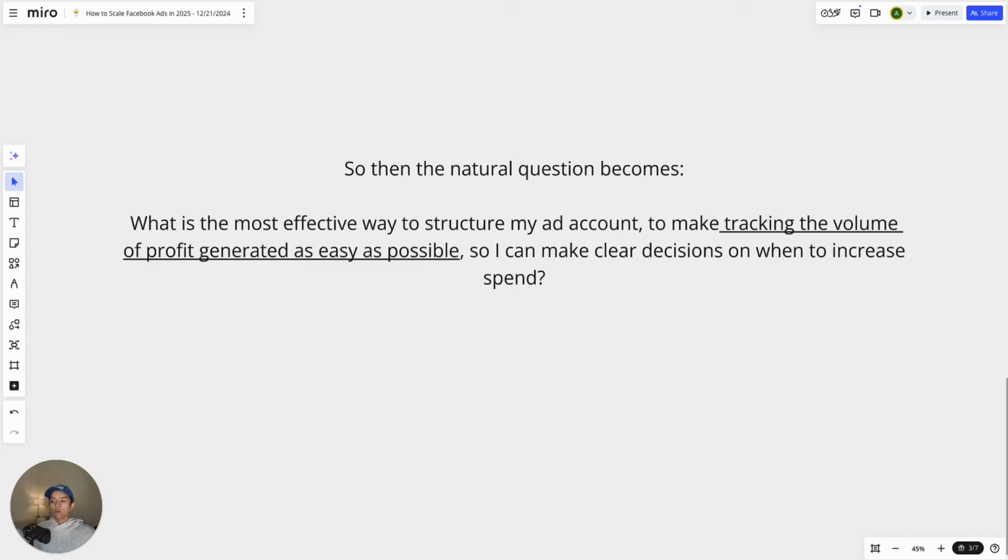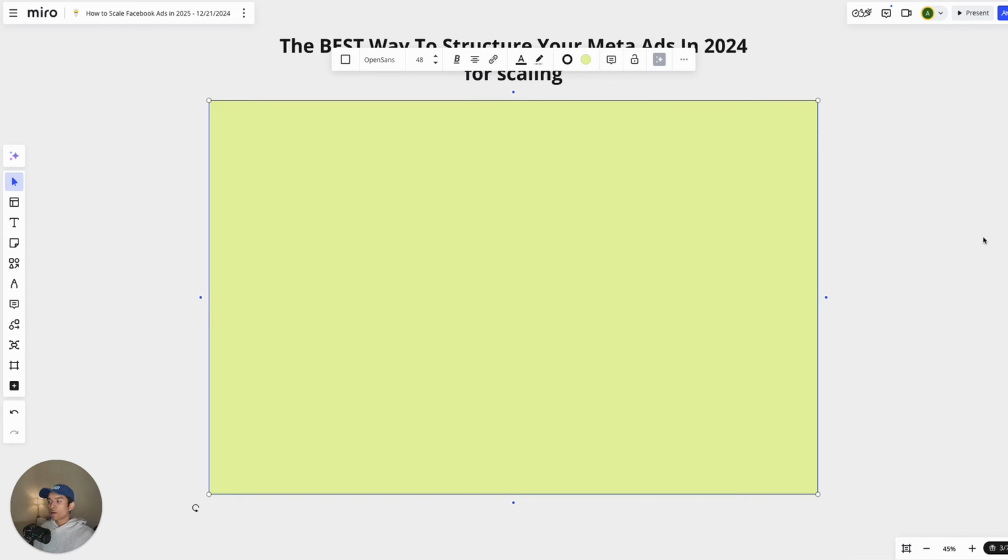So then the natural question becomes, now that we know we need targets at every incremental increase of spend, what is the most effective way to structure the ad account to make tracking the volume of profit generated as easy as possible, so you can make clear decisions on when to increase spend? Let's talk through the best way to structure your Facebook ads or your Meta ads in 2024 for scaling. And I just want to be clear, this is exactly how I structure accounts that are spending $50K a month all the way up to $500,000 a month to $1 million in a single month.